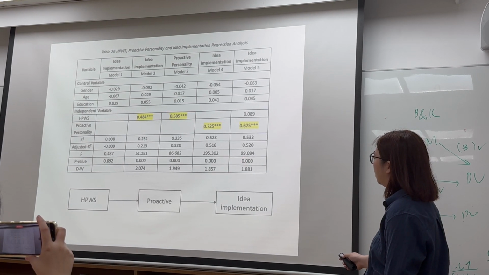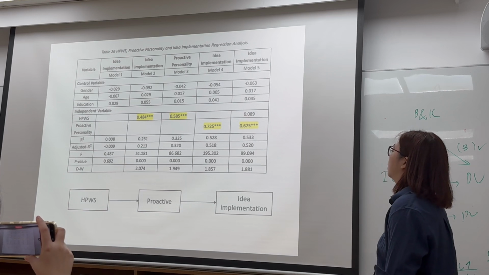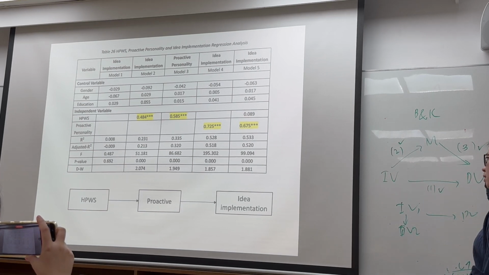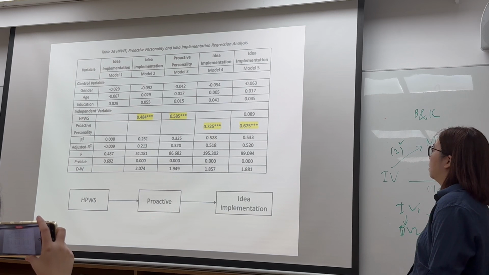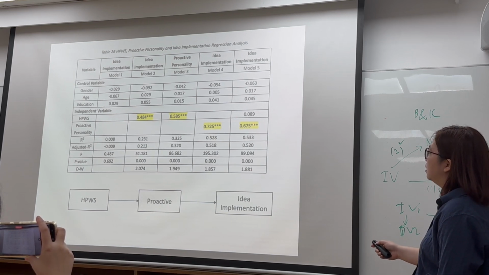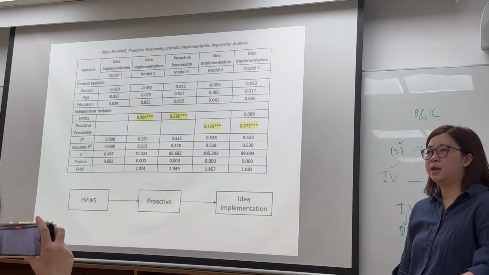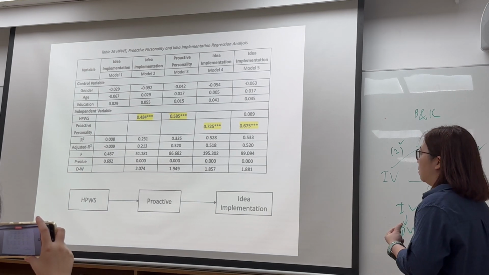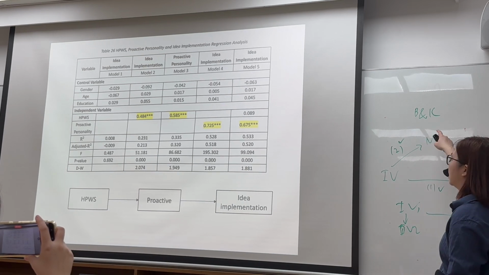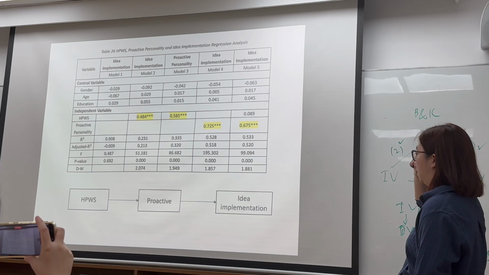Step by step, I look at this first, then I look at the mediator, then I look at the IV. So what do I conclude from the situation? First, I can answer yes. The proactive personality indeed mediates the effect between IV and DV. So we have a mediation effect now. But this is half of the hypothesis. Let's look at the other half of the hypothesis using Barron and Kenny, because this kind of question can only be answered by Barron and Kenny.